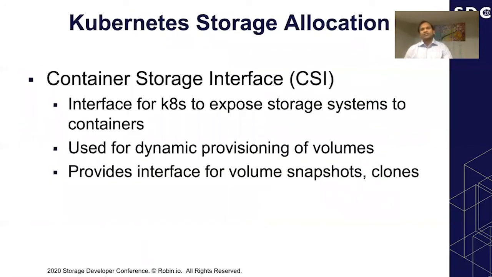So how does allocation in Kubernetes typically happen? It happens through the container storage interface. All storage providers implement these container storage interfaces and provide their storage capabilities to the pods that are asking for the storage. They are used for dynamic provisioning of storage, and the interfaces also have a way to take snapshots of these volumes, and they can also create clones out of the snapshots, basically creating other volumes with a snapshot as the source.